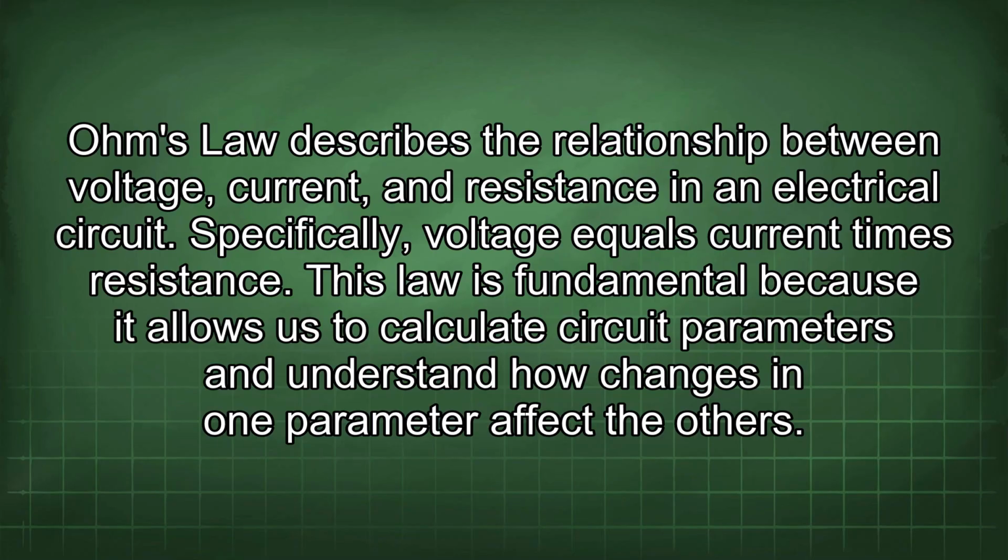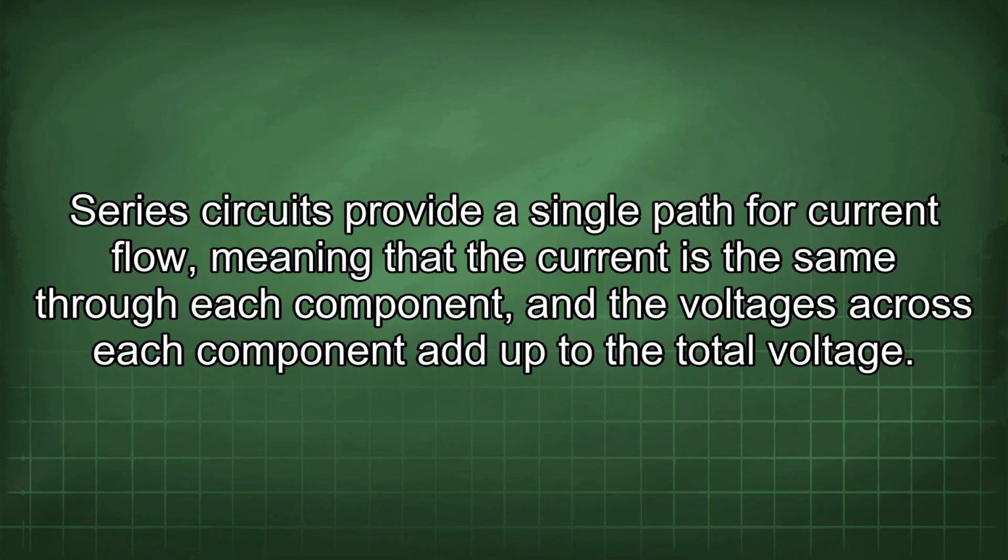Ohm's law describes the relationship between voltage, current, and resistance in an electrical circuit. Specifically, voltage equals current times resistance. This law is fundamental because it allows us to calculate circuit parameters and understand how changes in one parameter affect the others.